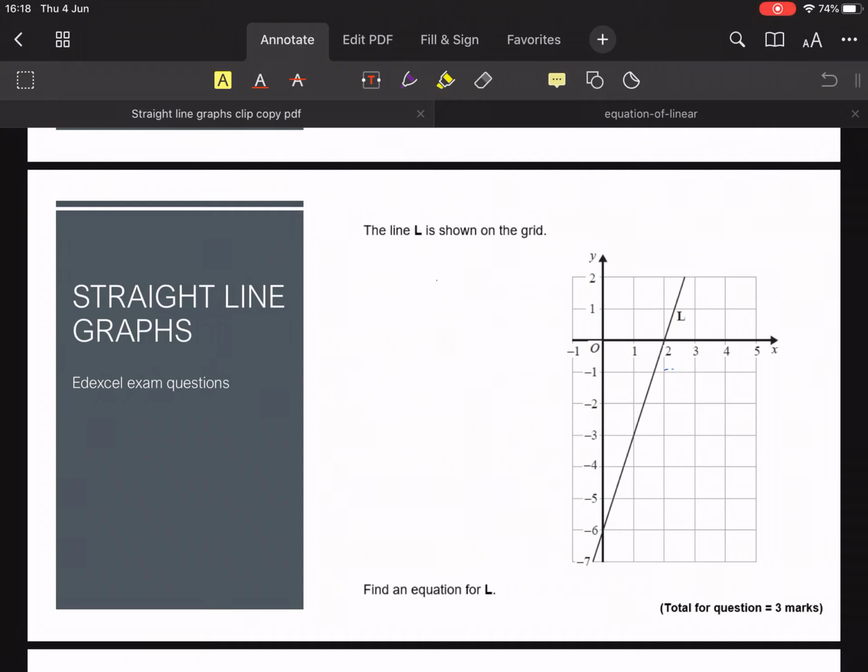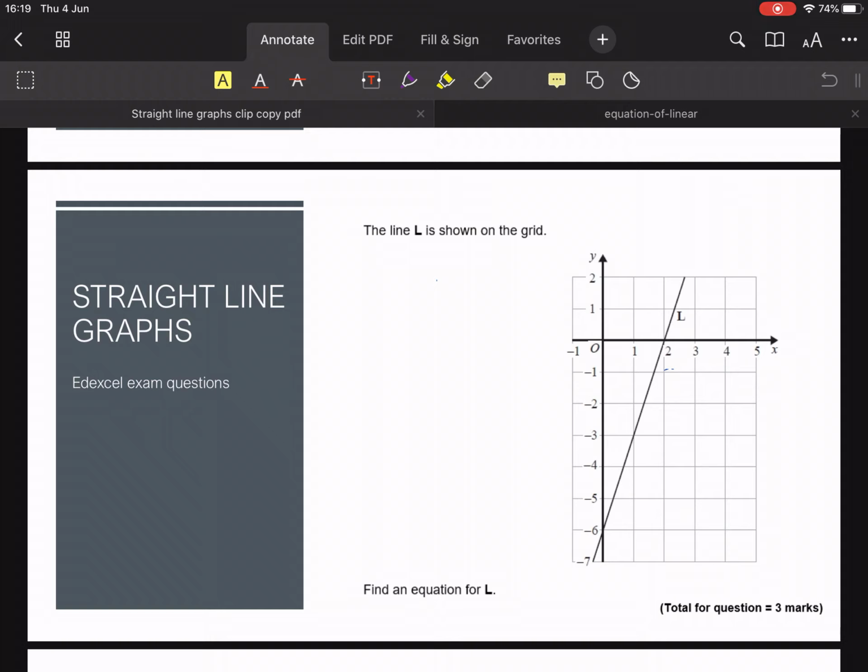Hi kids, so I promised you a quick clip on reading the gradient of a line by inspection. By looking at the line, and here are some past paper questions on this topic. It's just a couple of quick ones and they are from the Edexcel specification. For the first one, it's giving me the graph of a line, and it's asking me to work out the equation of the line.